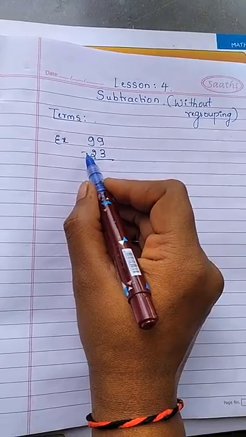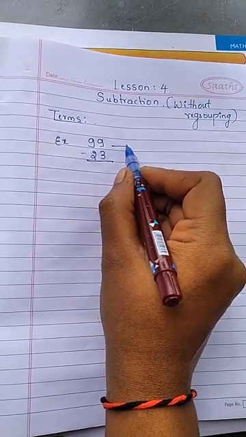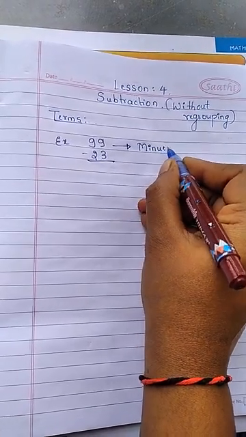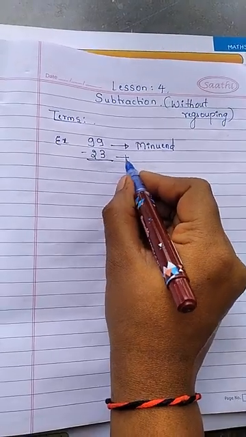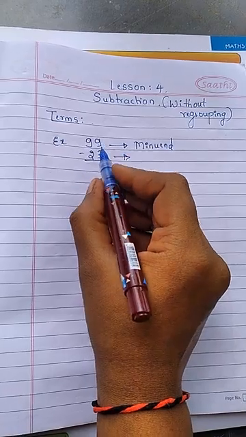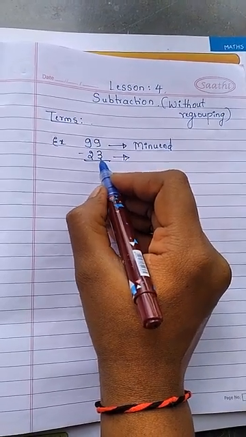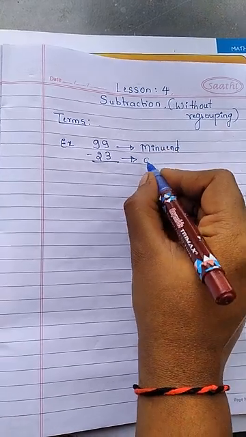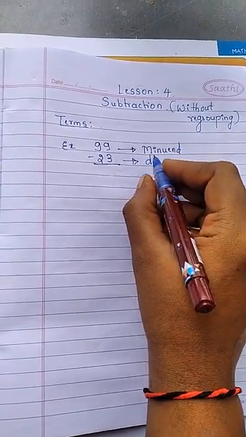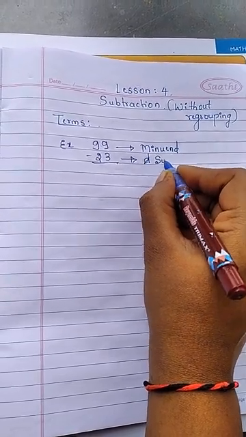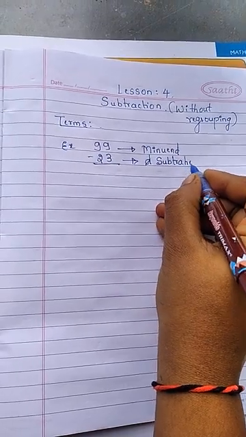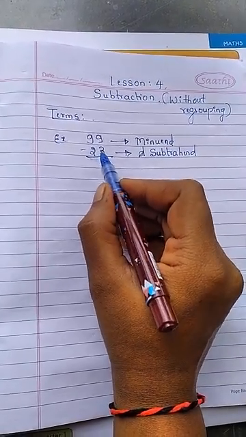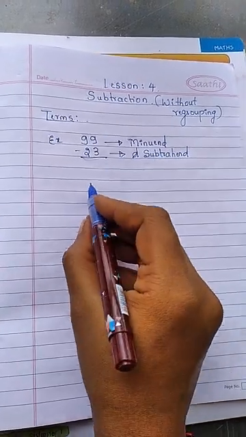Now, it is a subtraction, then what are these called? This one is called minuend. Minuend. See the pronunciation? Minuend. This is the number from which you are subtracting, and this one is the number which you are subtracting, that is called subtrahend. Subtrahend.